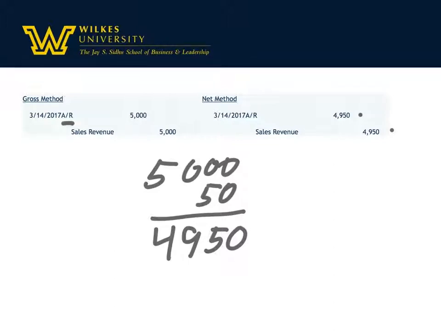Notice both journal entries debit accounts receivable and credit sales. The only difference is the amount. The gross method takes everything at $5,000 and the net method assumes the discount will be taken.